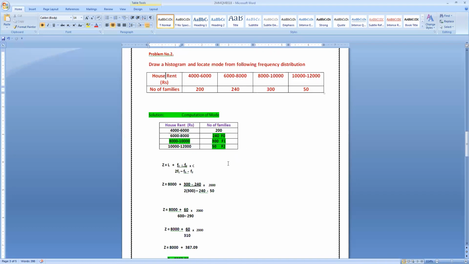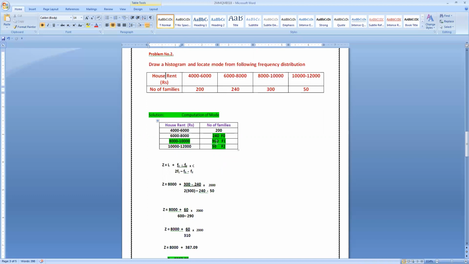So again, first we have to calculate the value of mode, then the same thing we have to plot on the graph paper. So compute the mode here. Given the x variables, the class intervals, we have to show the number of families also in one more column, and then substitute. Then we should see what is the highest frequency value here.